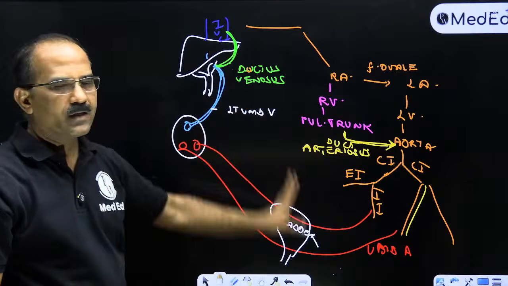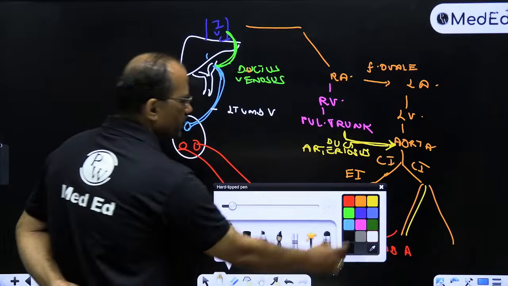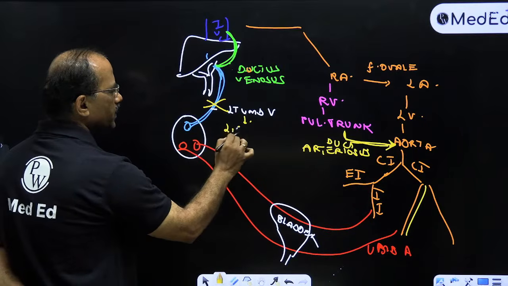This is fetal circulation. After birth, what happens? After birth, tell me. After birth, this obliterates. The left umbilical vein now becomes the ligamentum teres.